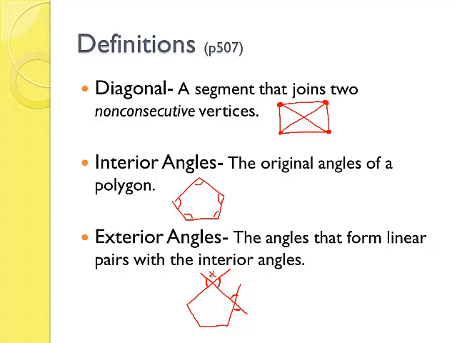This part here is not an exterior. This part here is not an exterior. So that is not an exterior angle. Again, one more example. Angle here and angle here. Those are your exterior angles. So the angles that form linear pairs, that's the key. That's from semester 1. Linear pairs with the interior angles.